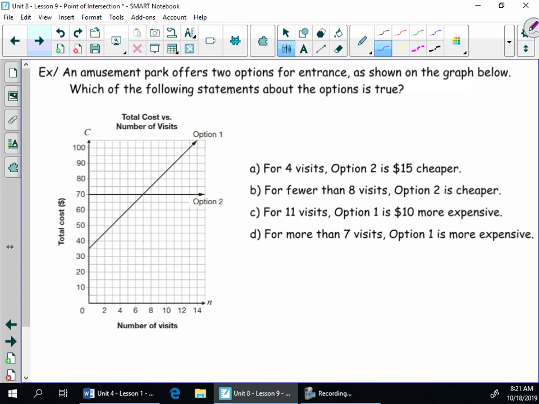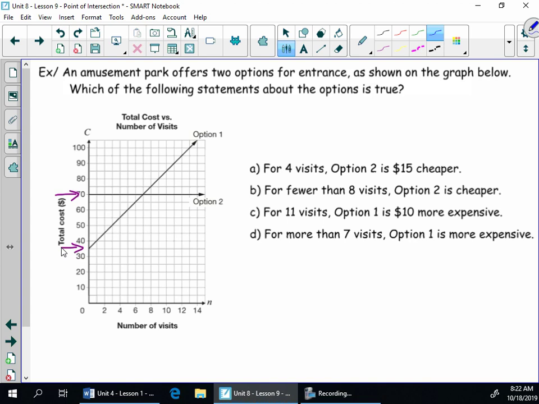So we have an amusement park that offers 2 options for entrance as shown in the graph below. Which of the following statements about the options is true? So option 1, it looks like there's an initial value of 35 and then some sort of rate. Option 2, it costs you $70 but seems to stay at 70 no matter what. Here are the situations we want to look at.